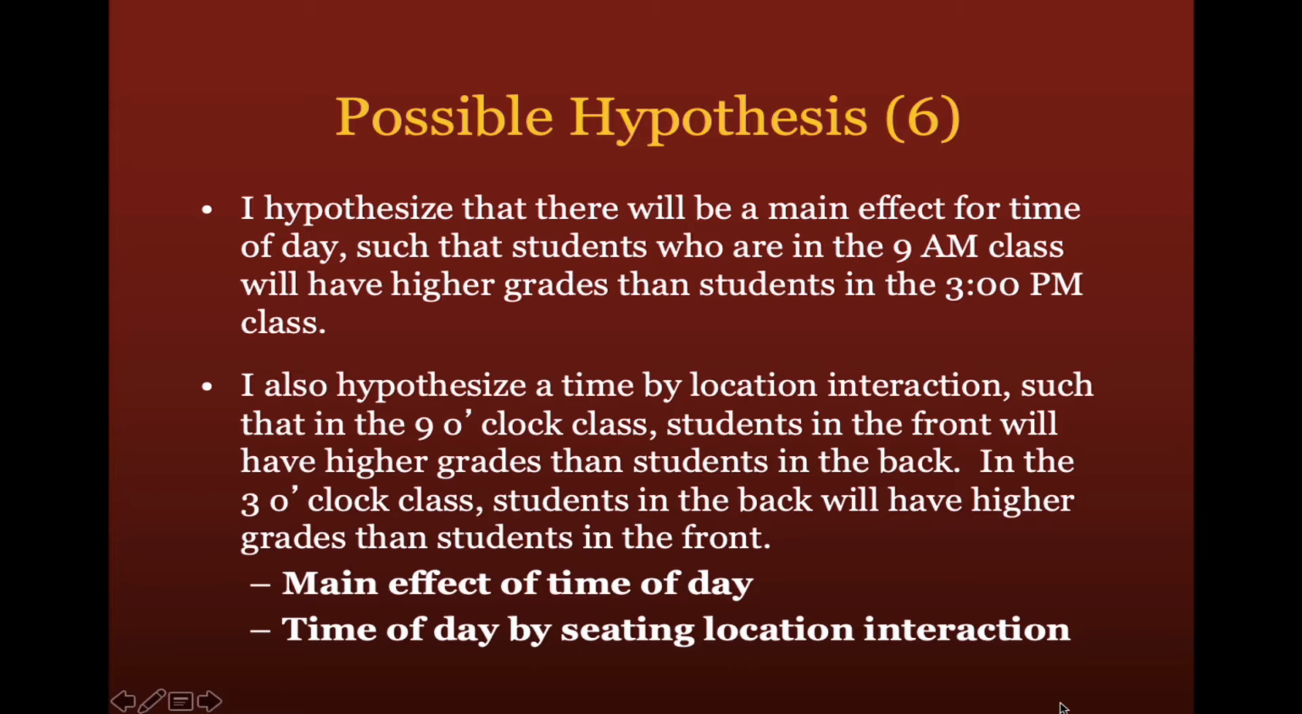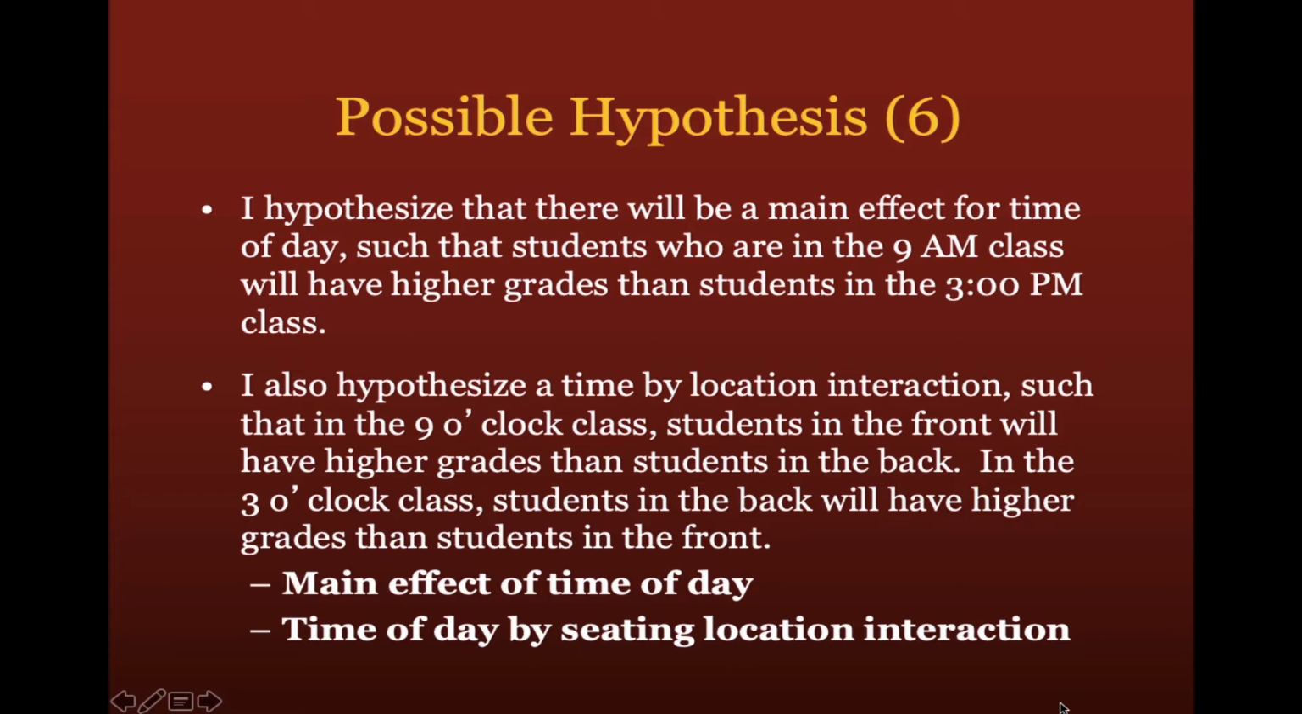So to be clear, we're hypothesizing a main effect of time of day, no main effect for seating location, and an interaction between time of day and seating location. And again, my advice is start by trying to make sense of the interaction and then factor in the main effect that you have to deal with. Right? So the interaction is at 9 o'clock, students in the front will have higher grades than students in the back. So make sure you represent that in the graph.